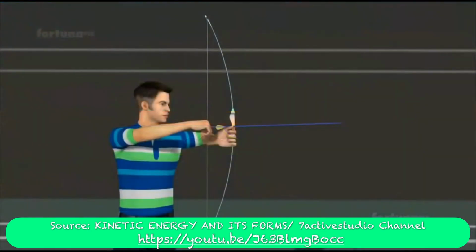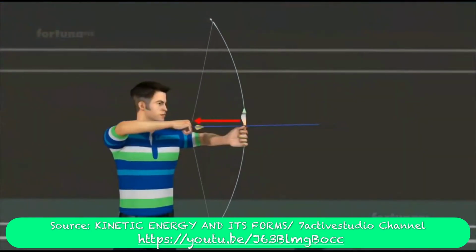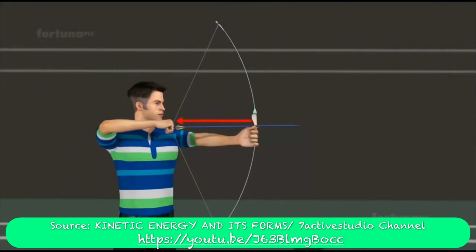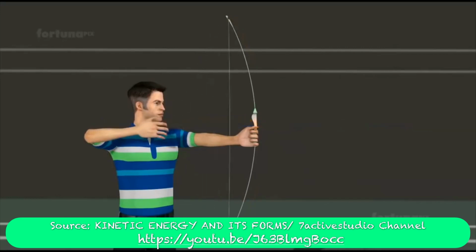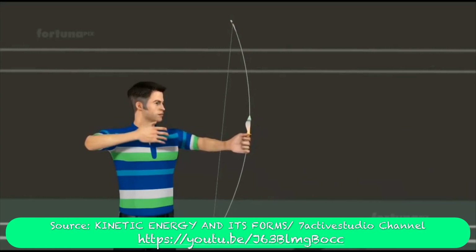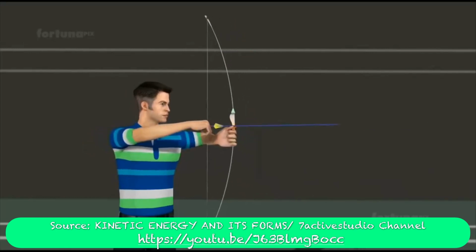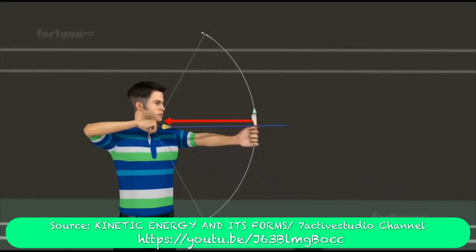Let's look at a bow and arrow. When the string of the bow is pulled, the bow, which is made of a flexible material, will bend and store energy. Once the string is released, the energy will also be released, launching the arrow. The further back the string is pulled, the more the bow will bend, allowing the arrow to travel even further.